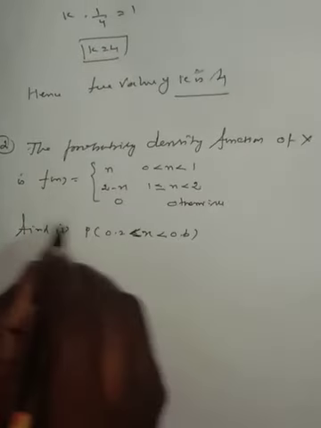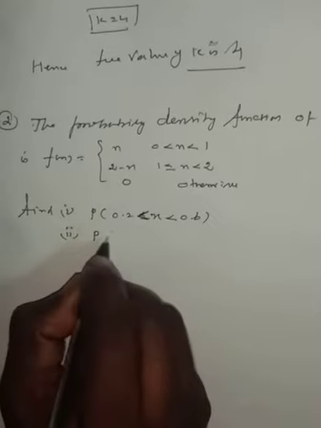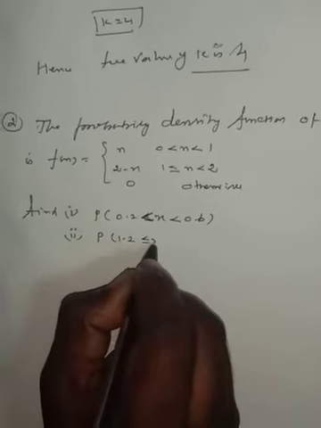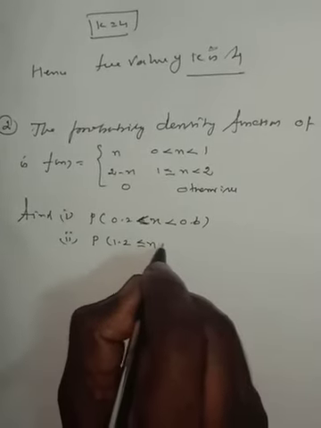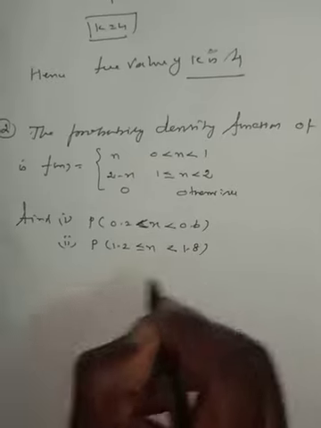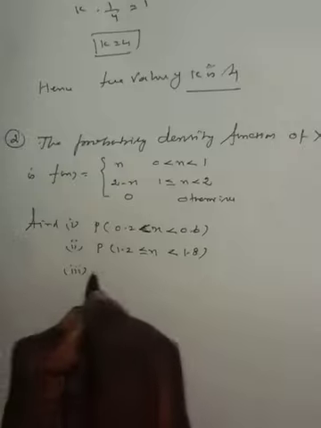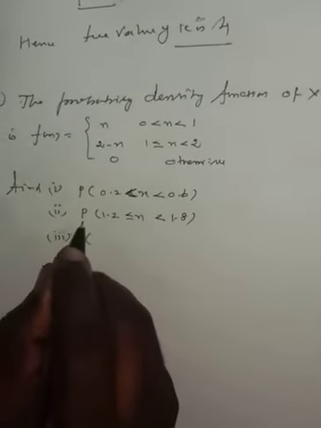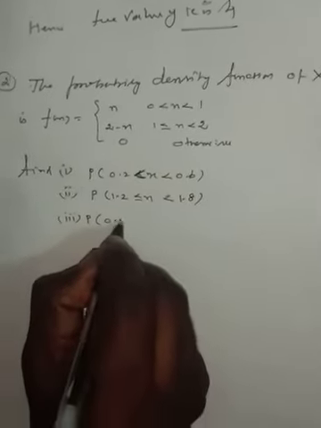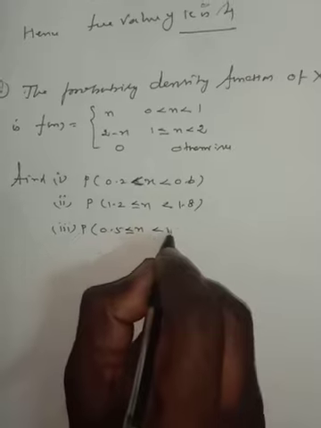Next, subdivision number 2, probability of 1.2 less than or equal to x less than 1.8. Next, subdivision number 3, probability of 0.5 less than or equal to x less than 1.5.